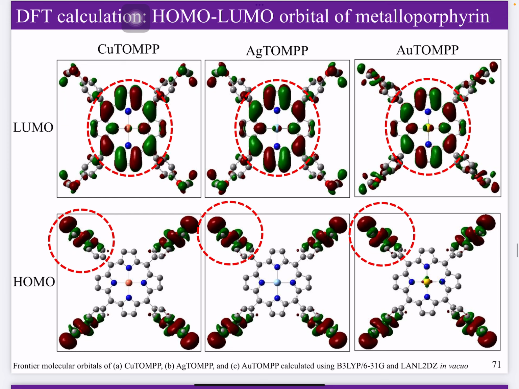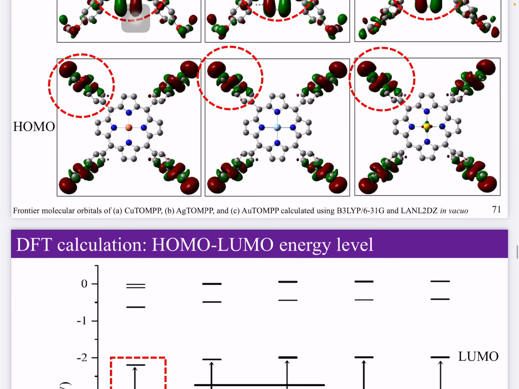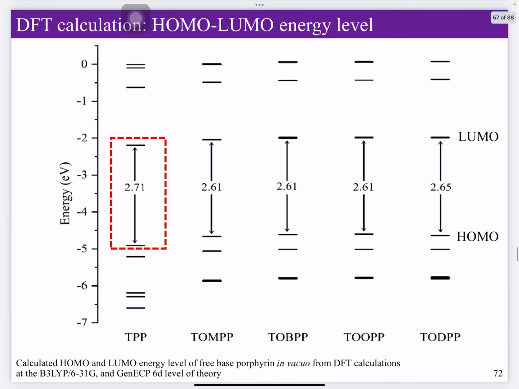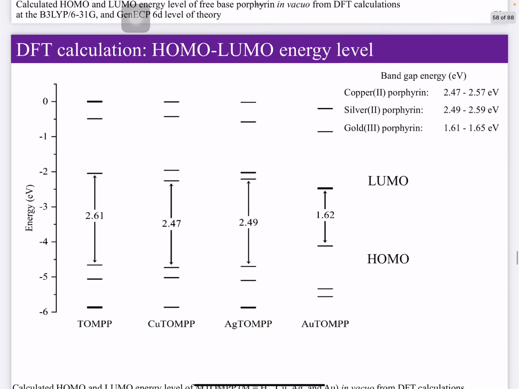The DFT calculation represents the HOMO and LUMO from the electron density between the center, and the HOMO has electron density located especially on the phenyl rings. From the DFT calculations for the free base porphyrin, we found the energy band gap varies from 2.71 down to 2.65, as a larger number of carbons reduces the gap. So we get 2.65 for TODPP.